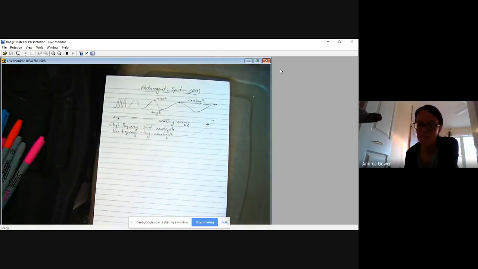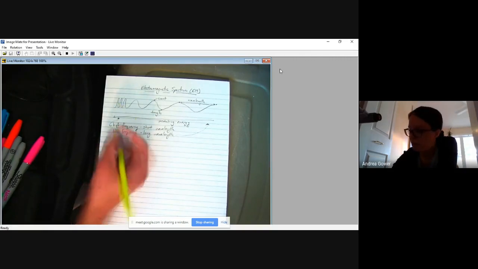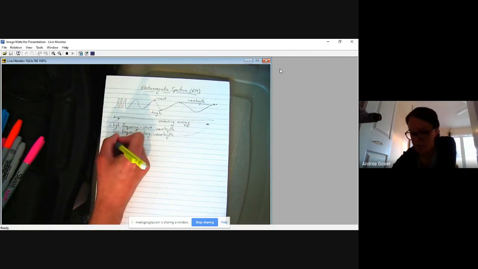Okay, so some examples of the different types of light, or different types of rays. Up here at the top, the kind that tend to be high frequency, short wavelength are called gamma rays.